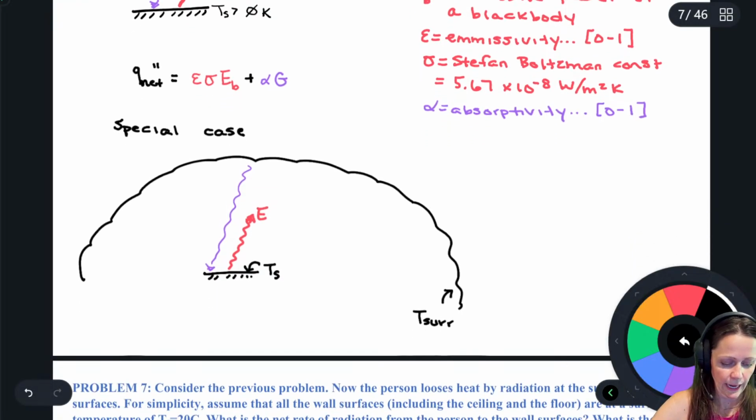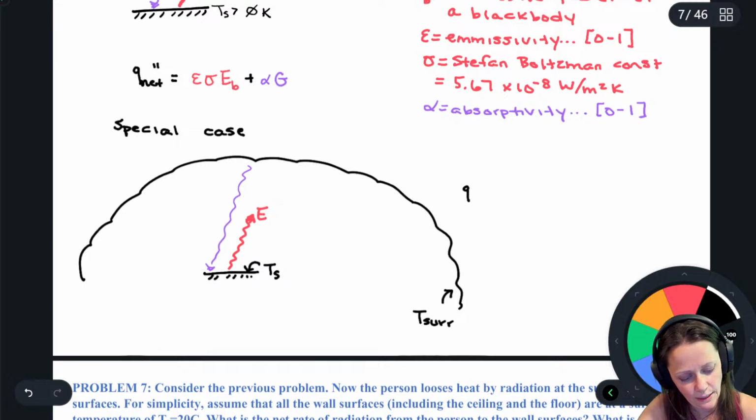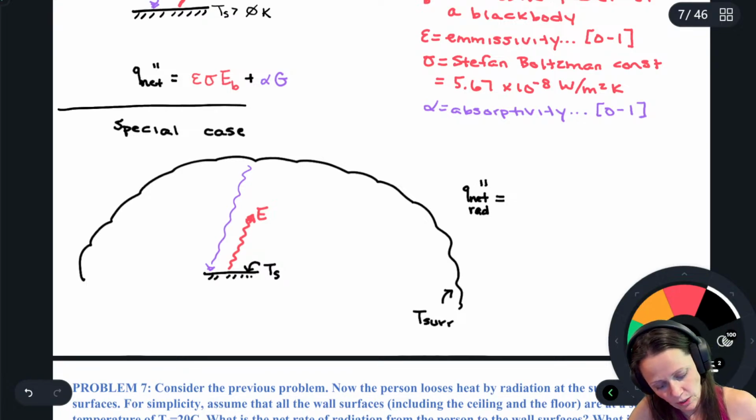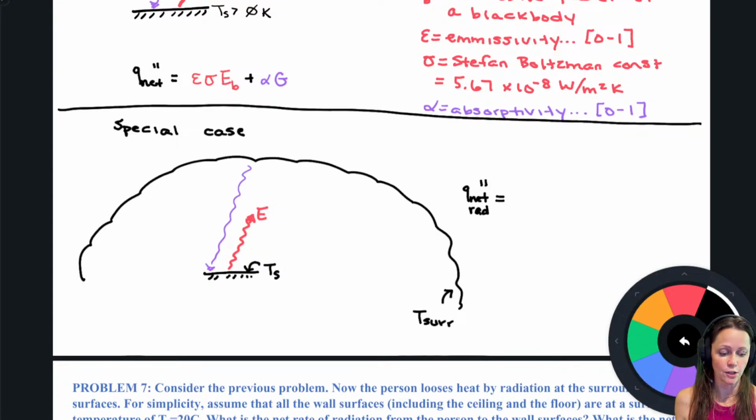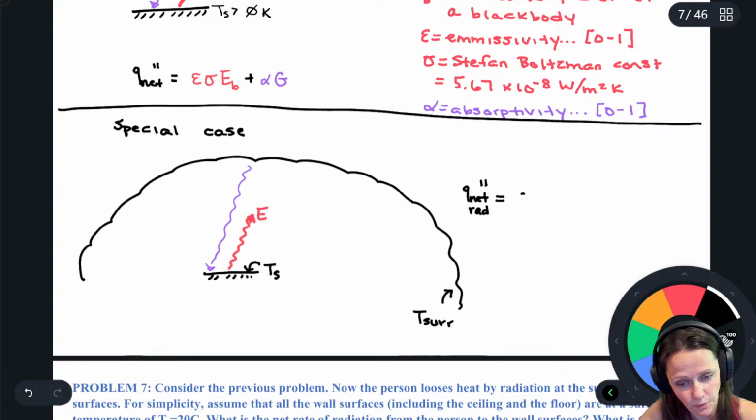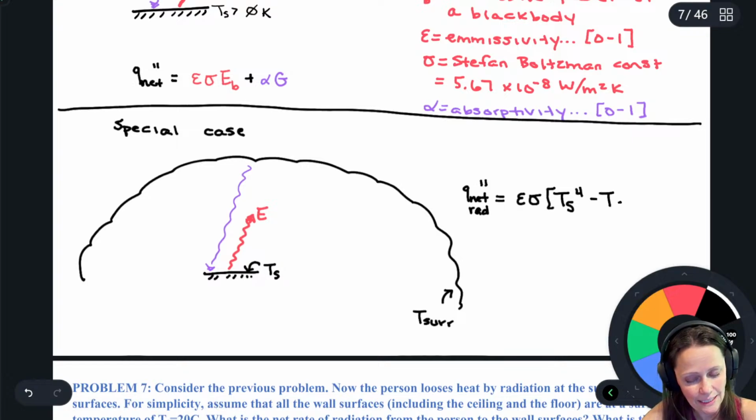And your book has an equation for what's called the Q net radiation. Actually, it's a flux term, but it's for this special case. I'm actually going to put a little line here. For a surface within a larger enclosure at T surroundings, the equation is: epsilon, so emissivity, times our Stefan-Boltzmann constant, times TS to the fourth minus T surroundings to the fourth.